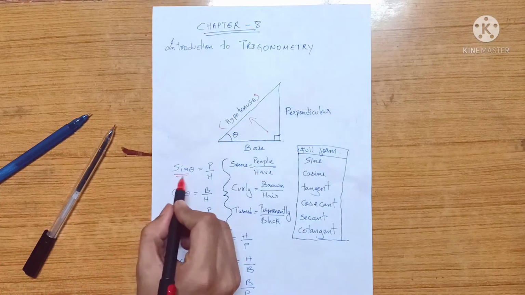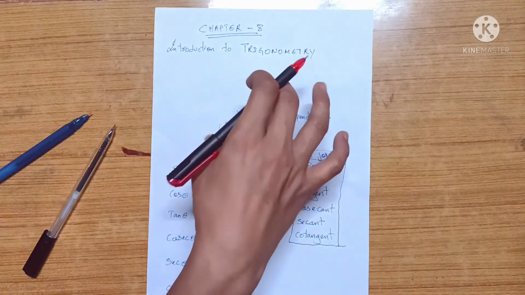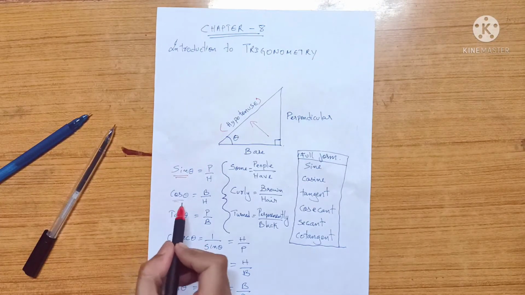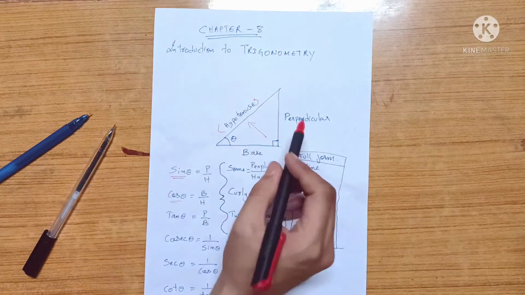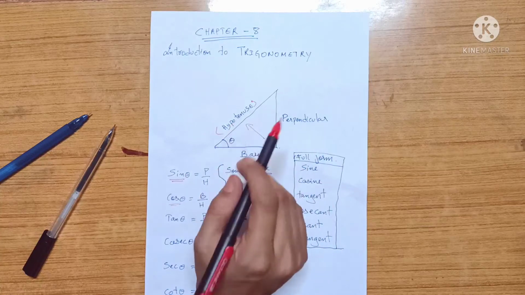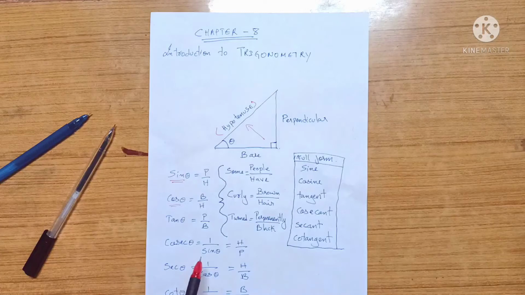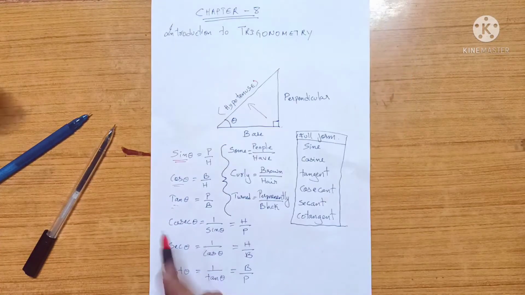Okay. So sine is the ratio between the perpendicular and base, the other two sides which are not the hypotenuse. Cos is the ratio between the base and the perpendicular. Sine theta is the ratio between the perpendicular and the hypotenuse. Okay, and then cos theta is the ratio between the base and the hypotenuse. Tan theta is the ratio between the perpendicular and the base.